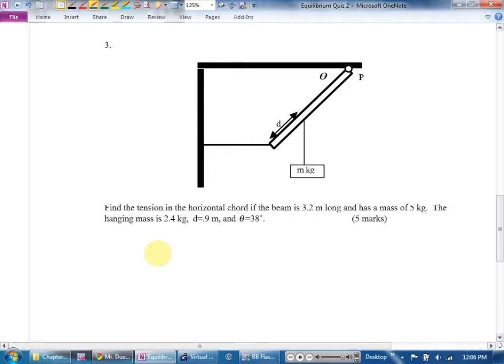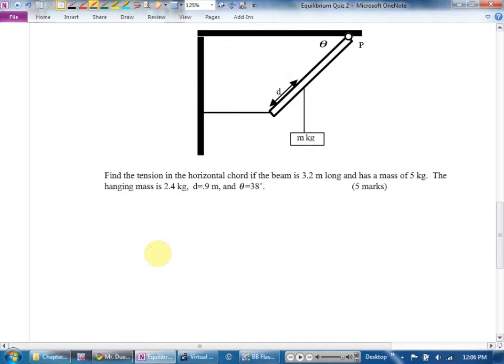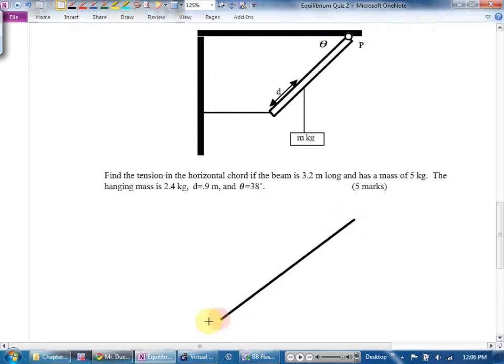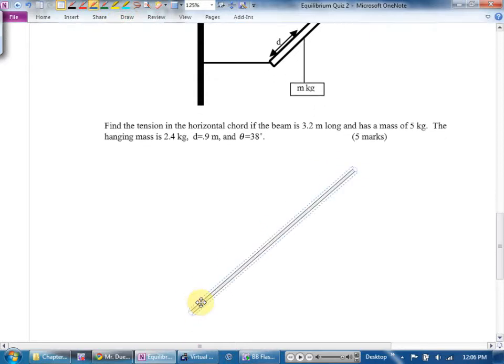What I chose to do was to make a nice big free body diagram because I wanted to really mark this up. You guys could probably write small enough to label this diagram, but if I do that, you won't be able to see it. So what I actually did was, I drew a long beam. I said, there's my beam.